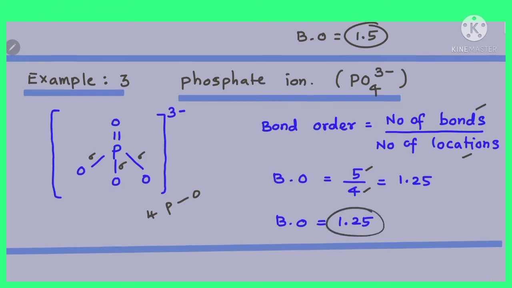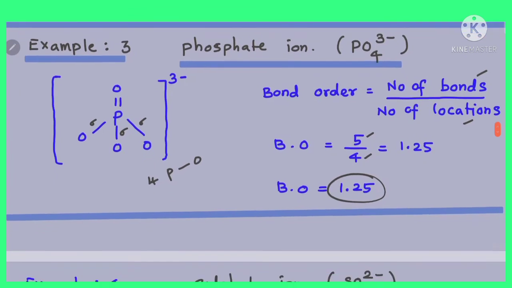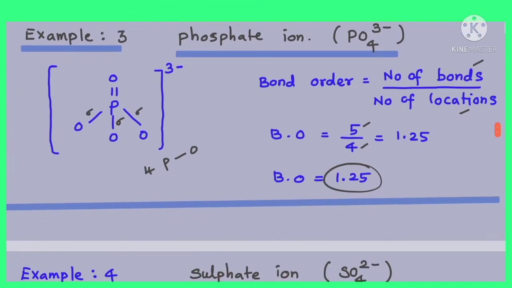So the bond order between phosphorus and oxygen in the phosphate ion is about 1.25.